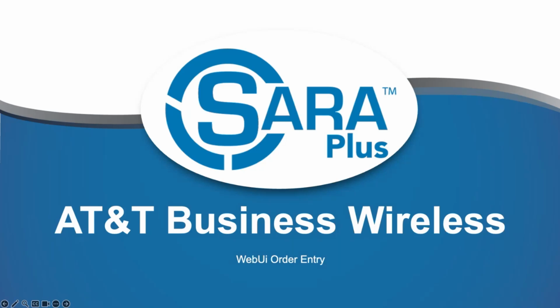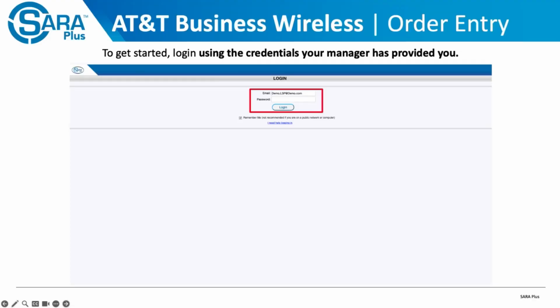This is SARA Plus order entry for AT&T Business Wireless. Now to get started, we need to log in using the credentials your manager has provided.